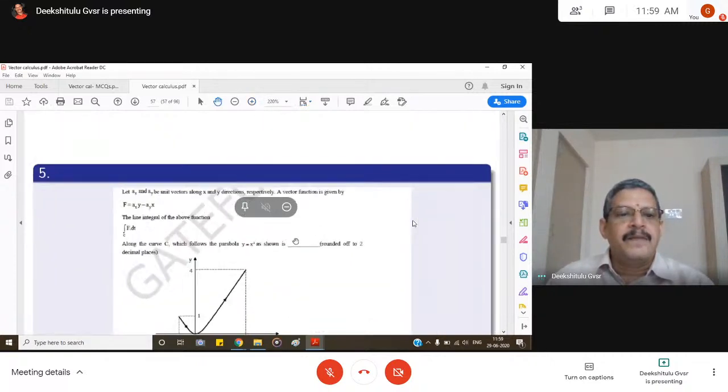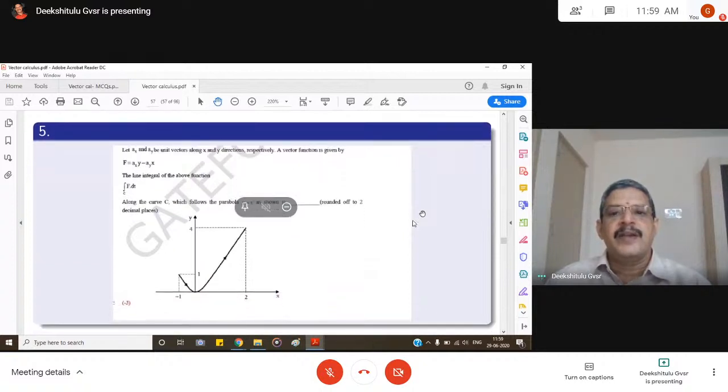If ax and ay are unit vectors along x and y directions respectively, a vector function is given by F = ax y − ay x, where ax and ay are unit vectors along the x and y axes. The line integral of the above function, integral over C of F·dr, along the curve C which follows the parabola. The curve is given by y = x².